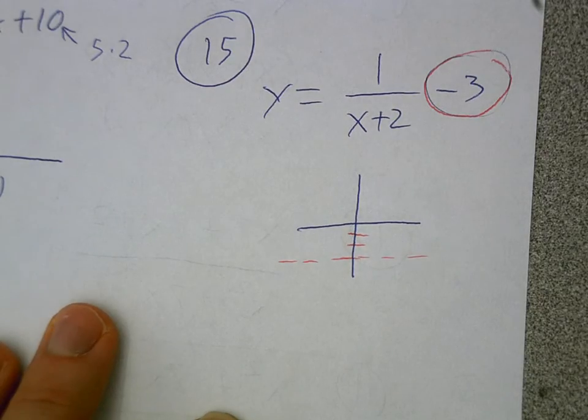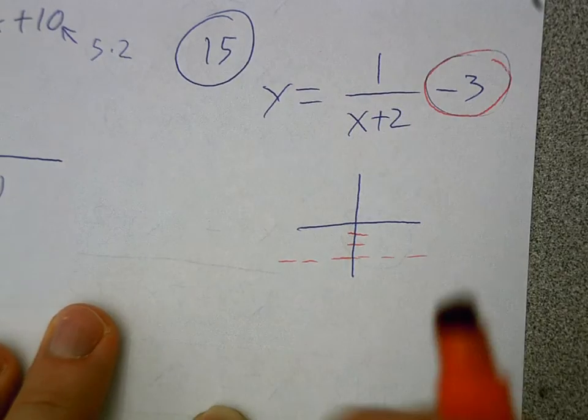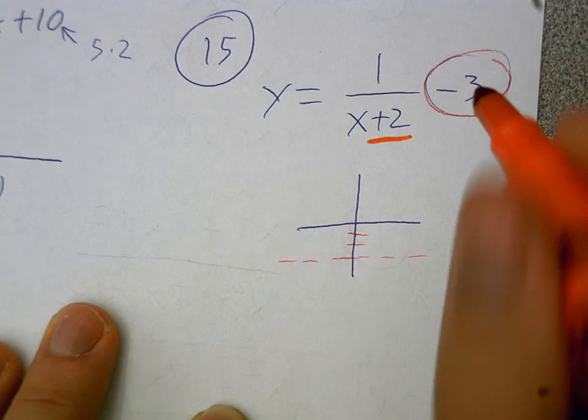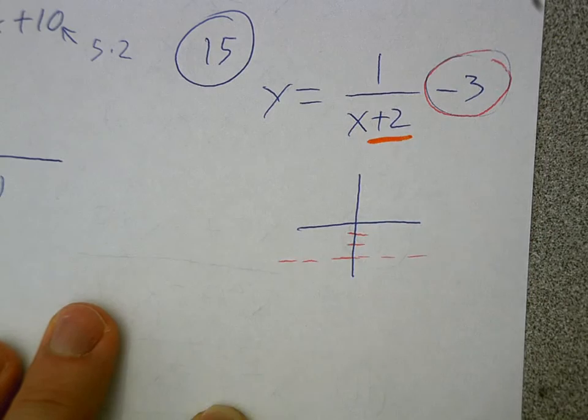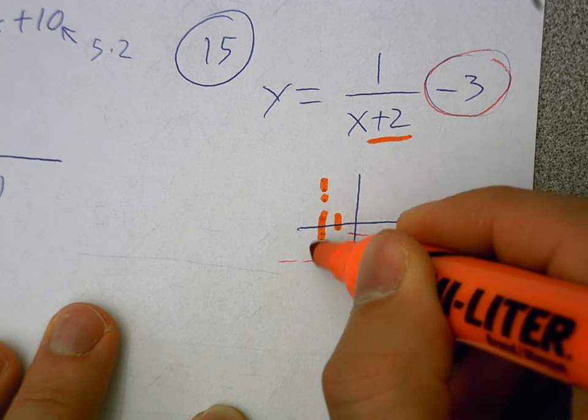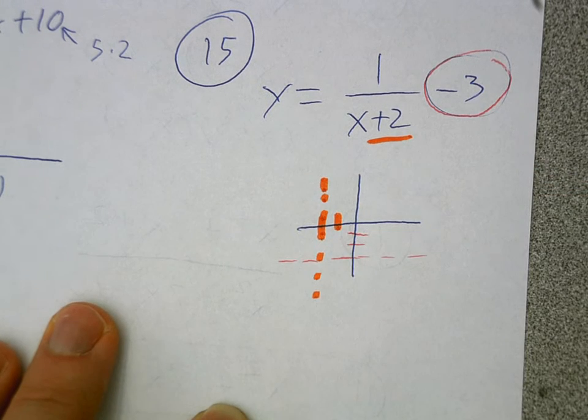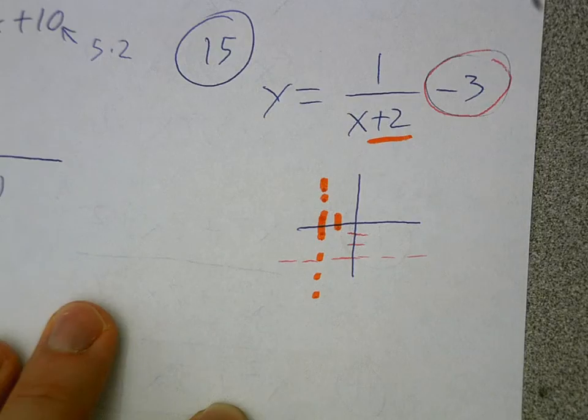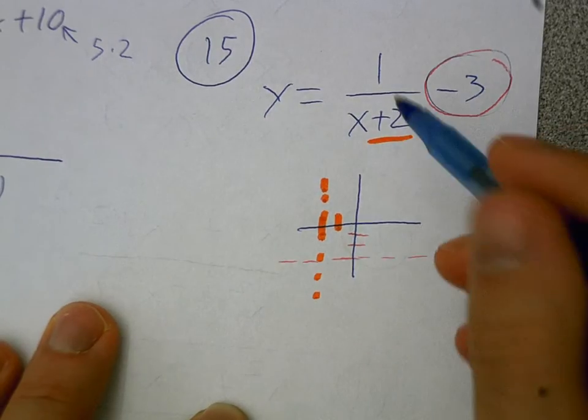Whereas the plus 2 right here, this one's going to shift us left 2. This is what we were practicing yesterday. Left 2, so 1, 2. Here is the vertical asymptote that I don't cross. I need to plug in a couple points on either side. I need to plug in maybe negative 3 and negative 1.